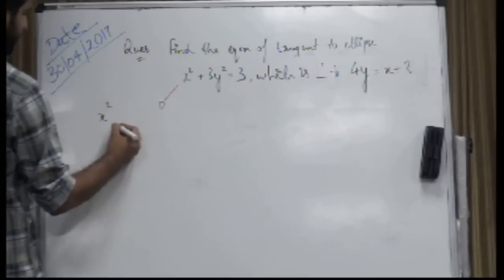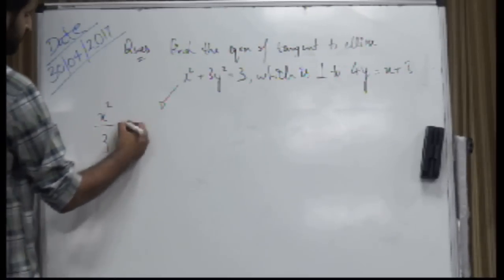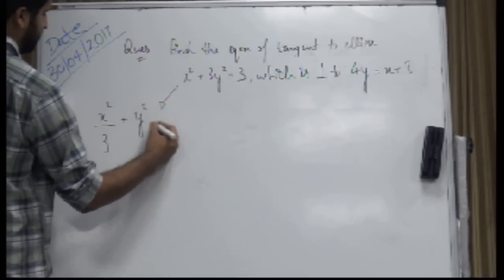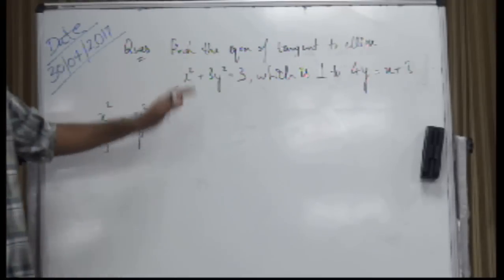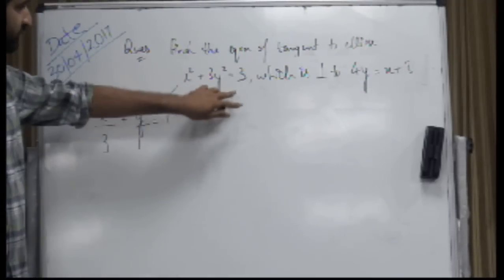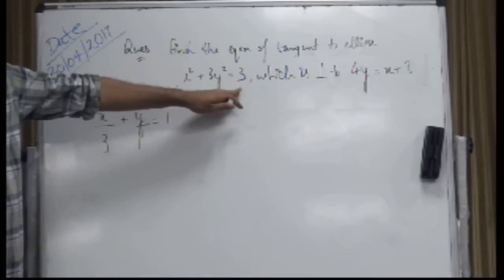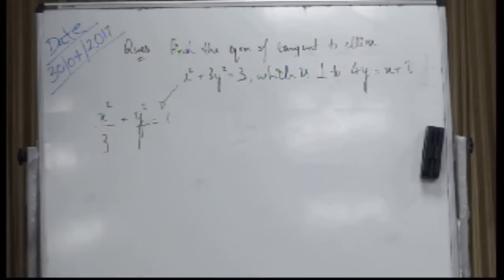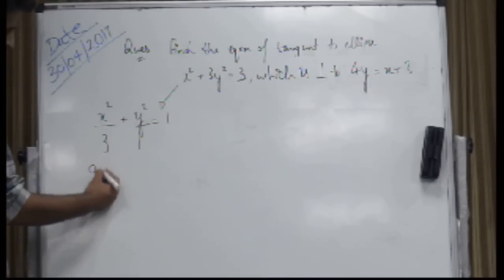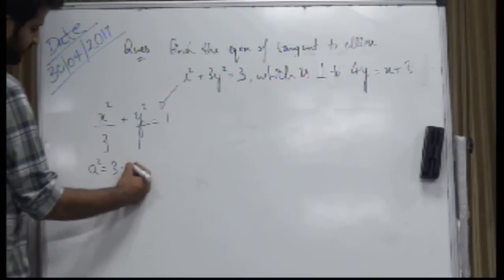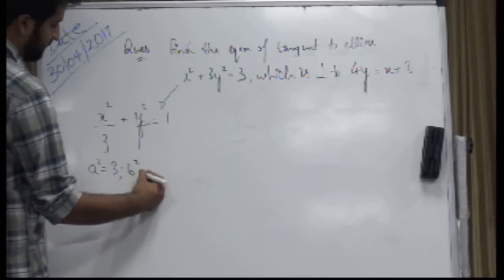So the equation of the ellipse will be x square plus y square upon 1. So try to convert it into the standard form x square upon a square plus y square upon b square is equal to 1. Try to make the RHS equal to 1. Okay, so divide all the sides by 3. So the value of a square is 3, b square is 1.